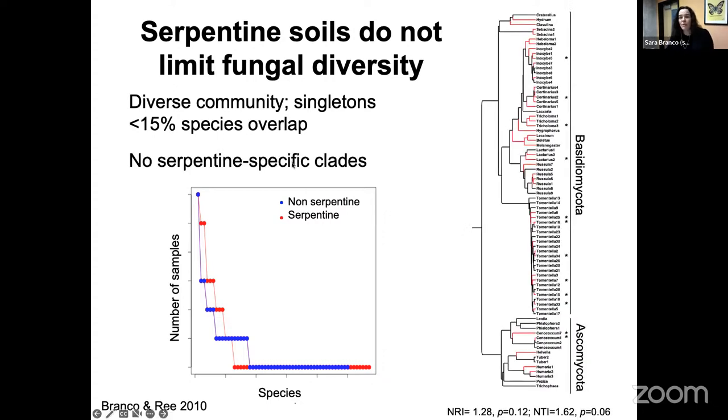But I'm showing you a tree that has all the species that I found in my communities of ectomycorrhizal fungi. The branches in red are the species that were found on serpentine soils. The branches in black are the species found on non-serpentine soils. And the stars are the few species that were found on both. And when you look at this tree, it's not clear at all that you have clades that are associated with serpentine, right? You don't have red clades only. And so all my grandiose expectations of finding serpentine clades and serpentine endemics in fungi, again, were not fulfilled at all.